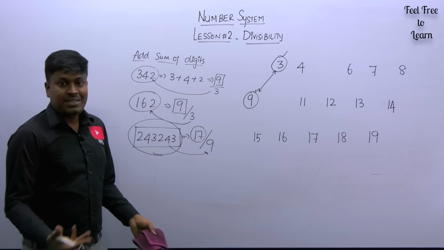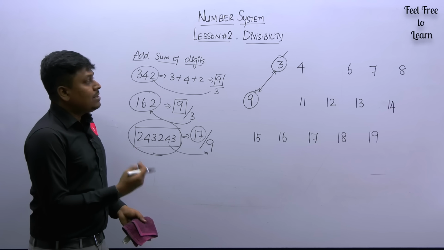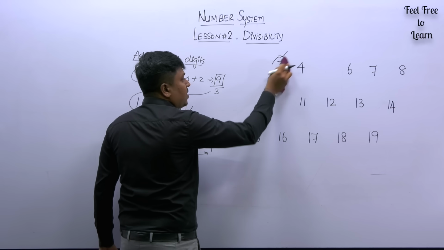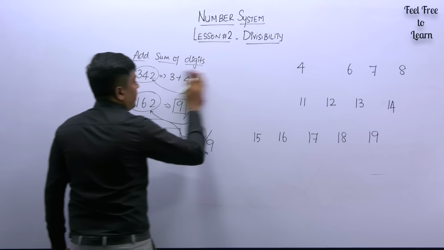Easy or not? It's very easy, right? So now we have learnt another two divisibility rules, that is for 3 as well as 9.